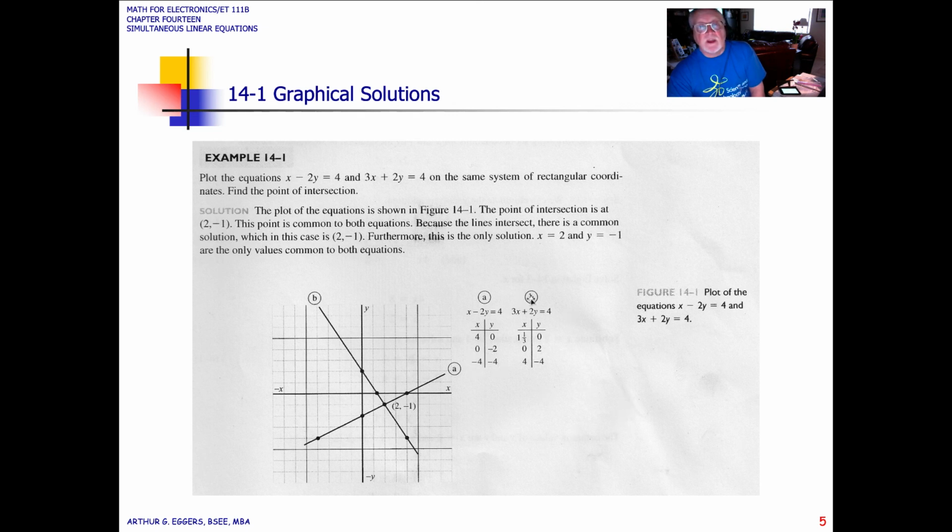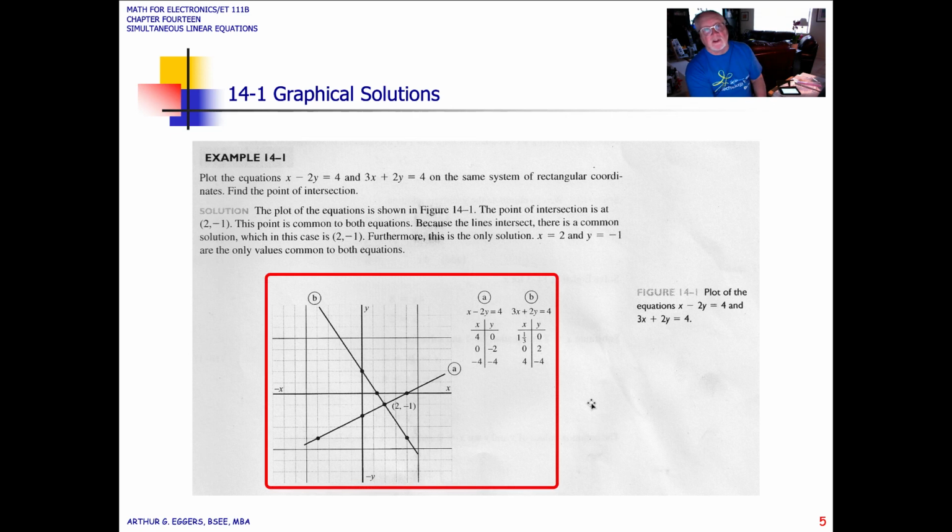We did the same thing for the second equation, b. So once we laid out our plots, again, this is something that you can do in Excel, and that's why I had you do the Excel tutorial so that you can create these very quickly and not have to mess with a piece of paper and pencil to do this.